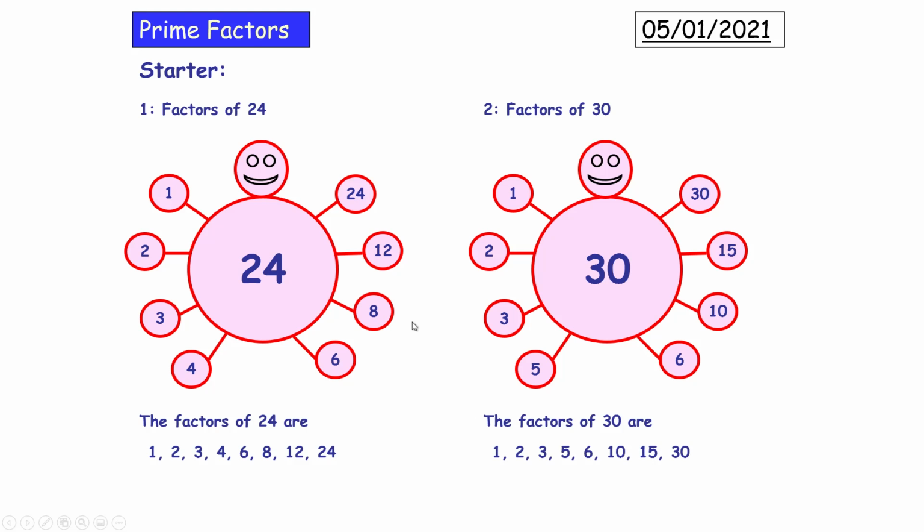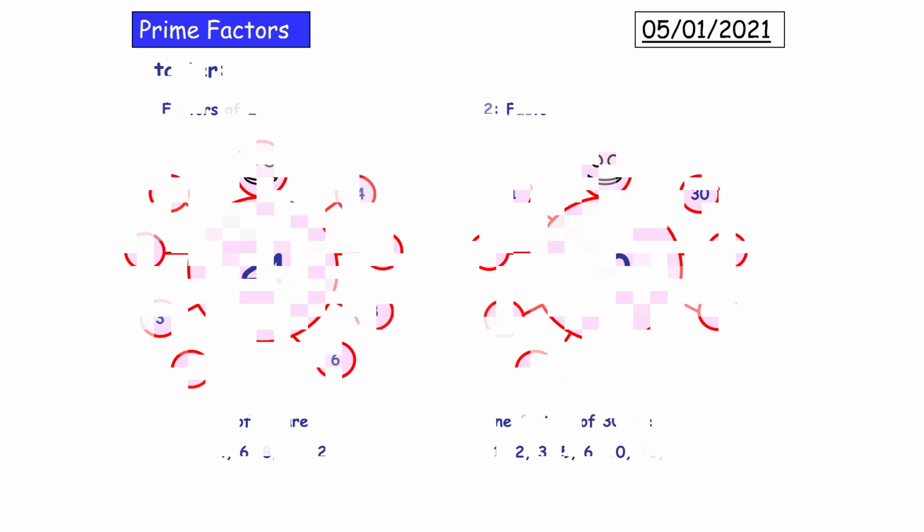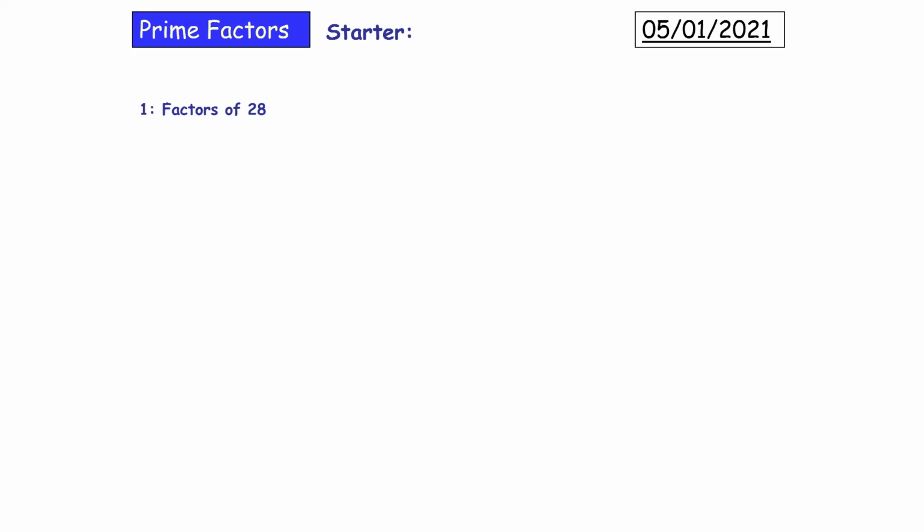Okay, so your turn now. Copy those 2 down, and when you're ready, hit play again, and you've got a couple of examples to do for me. Okay, good. Off you go. Hit pause. When you're ready, hit play again, and you can check if your answers are correct.